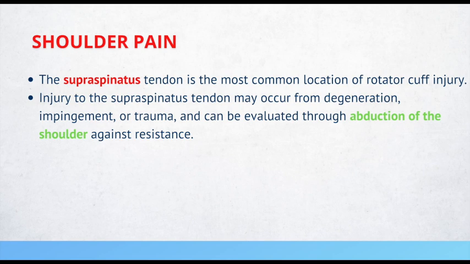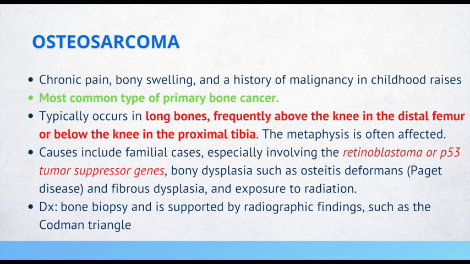Osteosarcoma. Patients have chronic pain, bony swelling, and a history of malignancy in childhood. So this would raise suspicion of osteosarcoma. It's the most common type of primary bone cancer. It typically occurs in long bones, frequently above the knee in the distal femur or below the knee in the proximal tibia. The metaphysis is often affected.